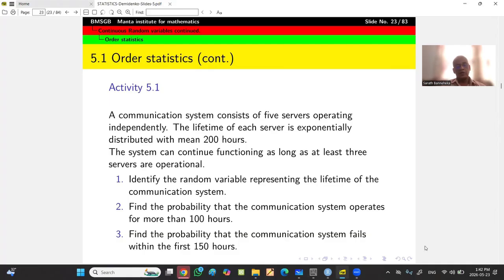And similarly, find the probability that the communication system fails within the first 150 hours. You can do the same thing, similar to the last question of the previous problem, right? So I'm going to leave that as an activity for you because it's very similar. The only problem now is to identify the variable of interest representing the lifetime of the communication system. And then after that, all the operations will be quite similar to the previous problem.